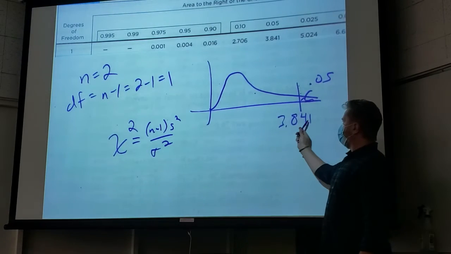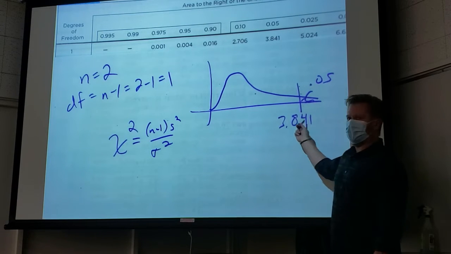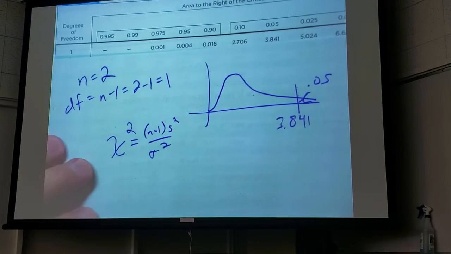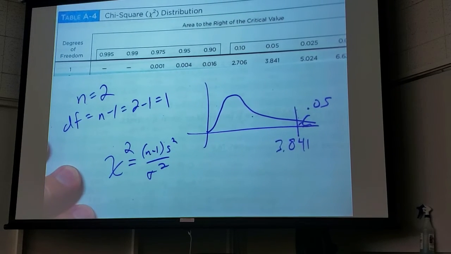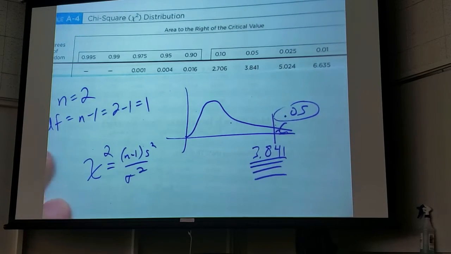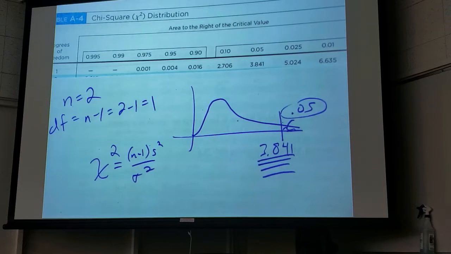Because again, what is this? Where did we just find this? What chart is this? This is the area. What is this? This can't be an area. It's bigger than 1. What did we just look up? What chart is this? Chi-square chart. So what did we find? 3.841 is a chi-square score.